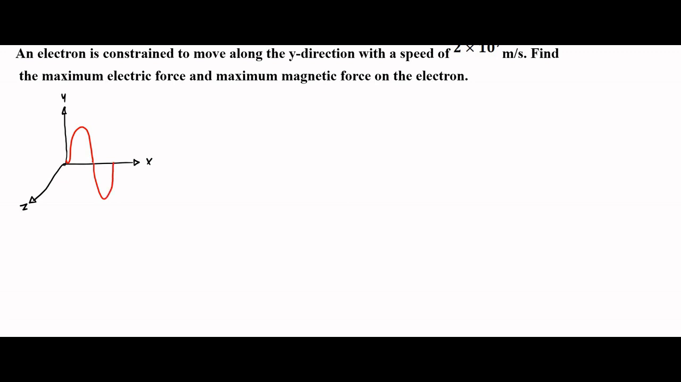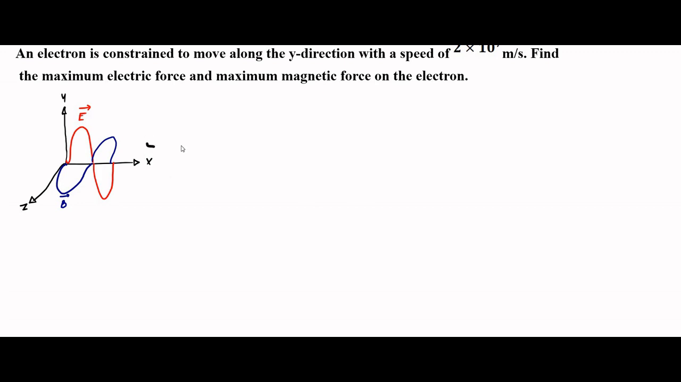Okay, then the magnetic field. This is the electric field, this will be the magnetic field. Both the electric and magnetic field vectors will be in the same phase, they will attain maxima and minima at the same time instant, same frequency, same phase, everything.